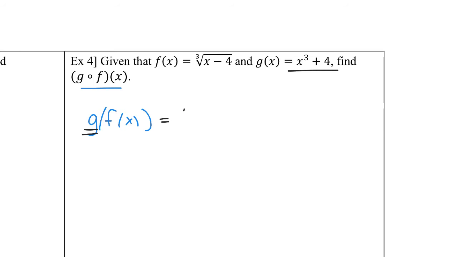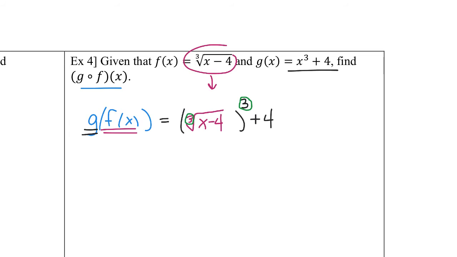So we're going to have x, which is going to be something other than x to the third, plus 4. Then our inside function is f, and that's what goes in where x used to be. Cube root of x minus 4. And then we simplify. So if we notice, this root's index and the exponent are the same, so that means those are inverses, so they undo each other. So all that's left is x minus 4, and then plus 4 on the outside.